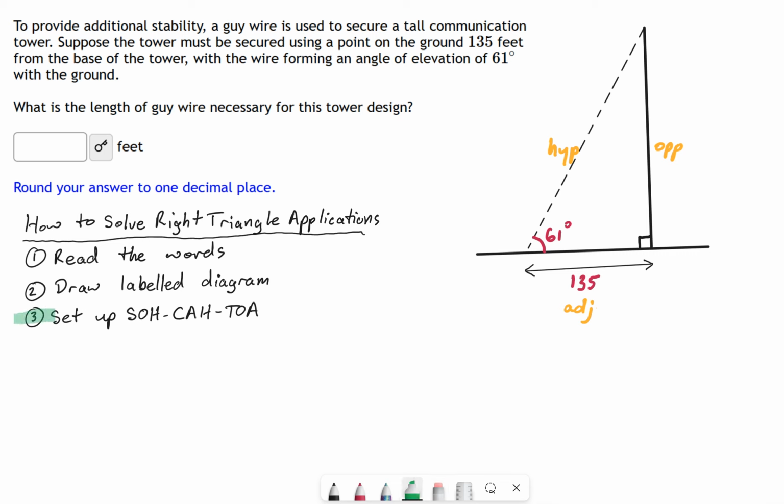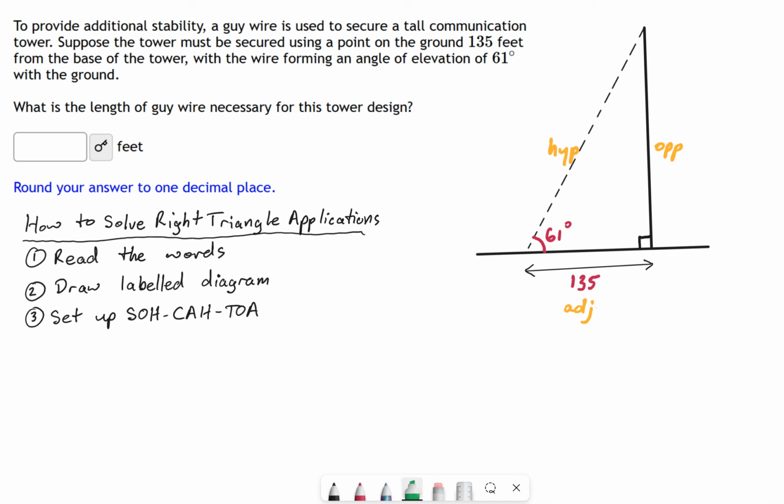Then all you have to do is set up SOH-CAH-TOA. So what I've done in this triangle, take a look here, I labeled the opposite, the hypotenuse, and the adjacent relevant to this angle. The hypotenuse is always the diagonal line, the adjacent is the side next to the angle, and the opposite is the side across from it.